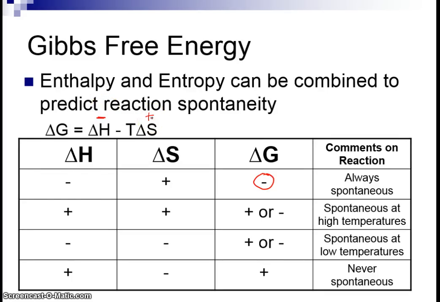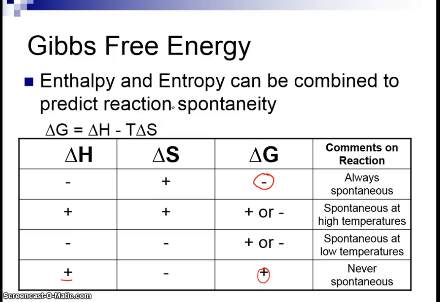Let's go down to case number 4, the last case, and look at that one. If delta H is positive and delta S is negative, there is nothing we can do to make this reaction spontaneous. It will be a positive number here, and then minus a negative will make this positive. Delta G will be positive, and this reaction, because delta G is positive, is never spontaneous. So to me, those are the two easy ones to understand.